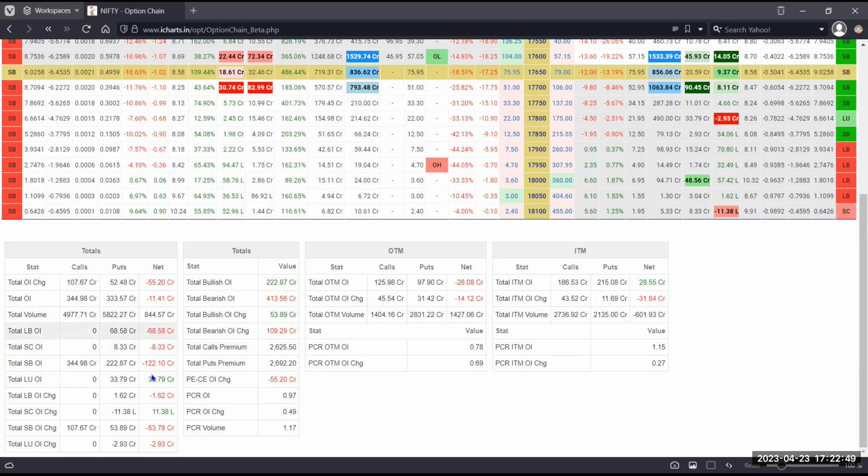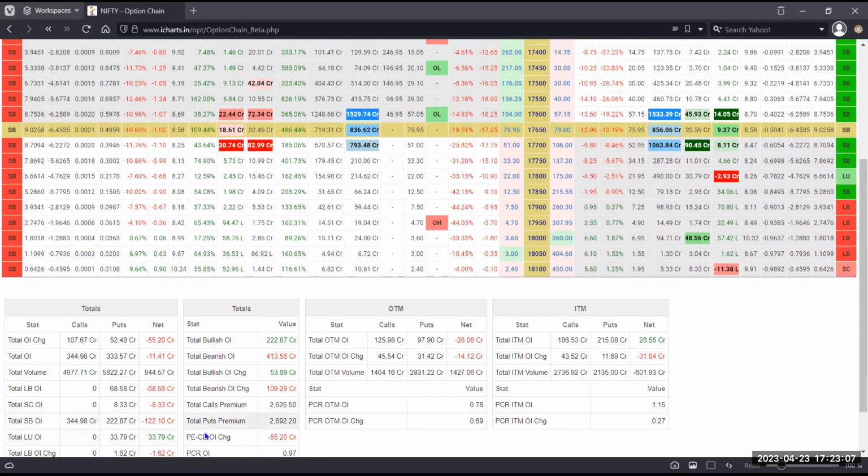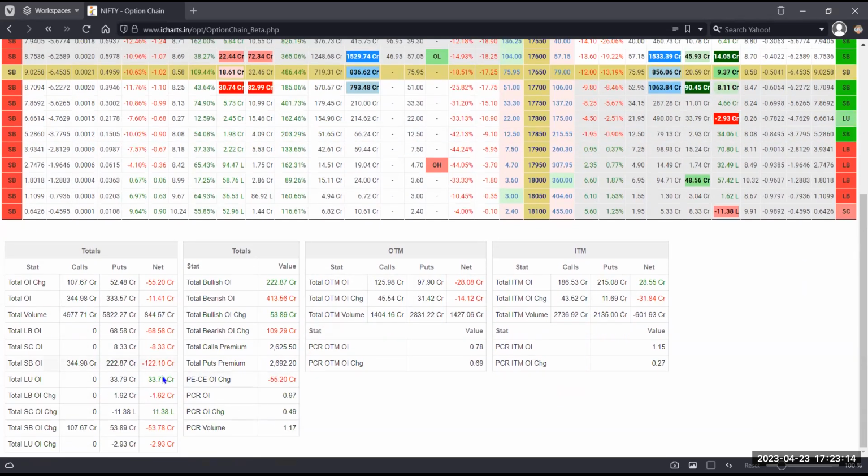Whatever color coding we have done, you'll quickly be able to tell whether this is bullish or bearish. That is the whole idea. So long unwinding over here is saying that it is bullish on the put side. If long unwinding happens on the put side, obviously that is bullish, so we are marking it as bullish. But if you see overall, you need to get the overall picture.